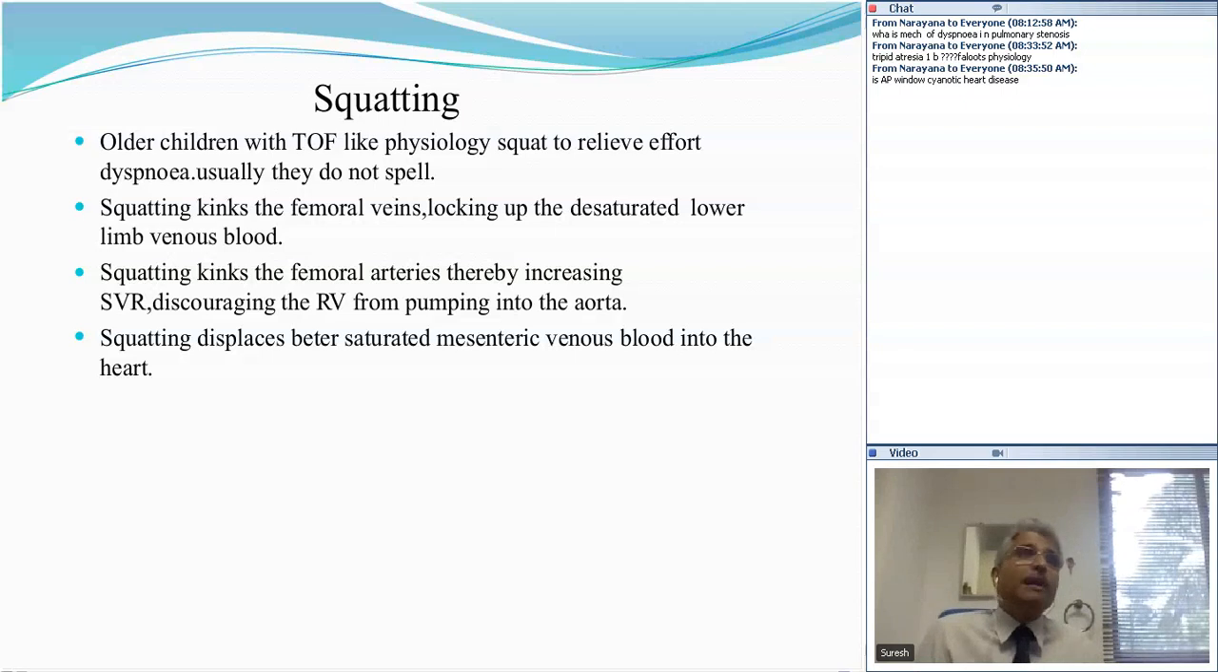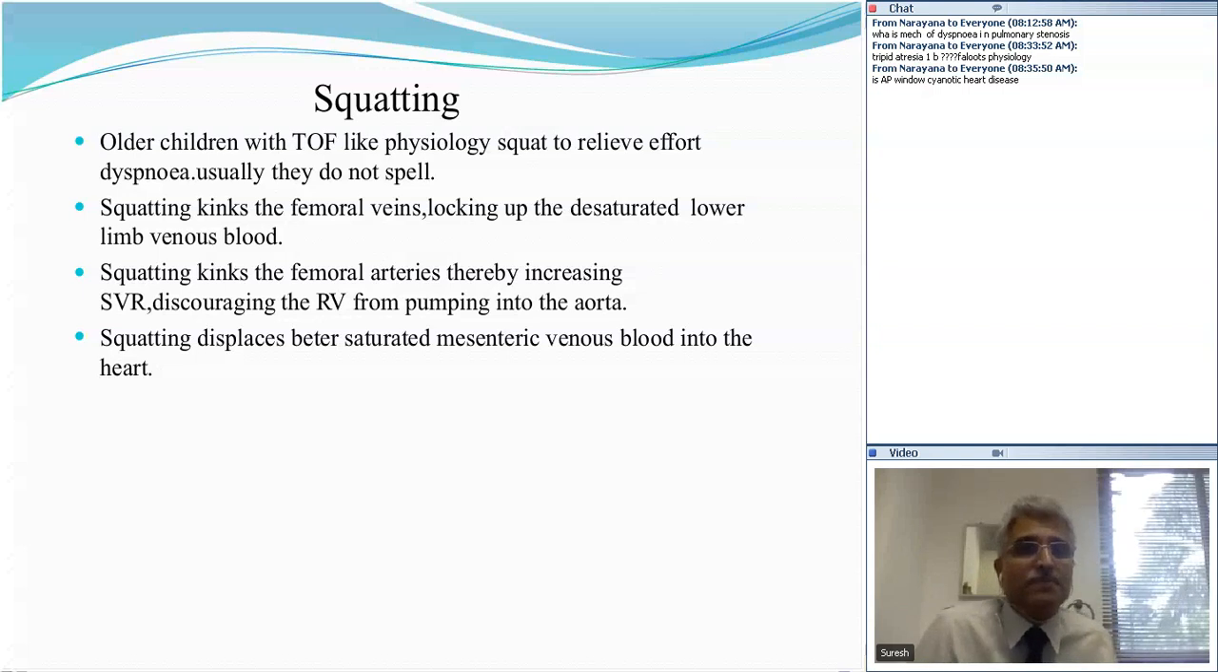On the femoral vein, the abrupt squatting is kinking the femoral vein, and the most desaturated blood is from the lower limbs when you are exercising. So this desaturated blood is locked up in the lower limbs. It also kinks the femoral artery. When the femoral arteries are kinked, there is an acute increase in the systemic vascular resistance. Remember, it was the drop in the systemic vascular resistance which is encouraging the right ventricle to pump into the aorta. So an increase in the systemic vascular resistance is a disincentive for the right ventricle to pump into the aorta.